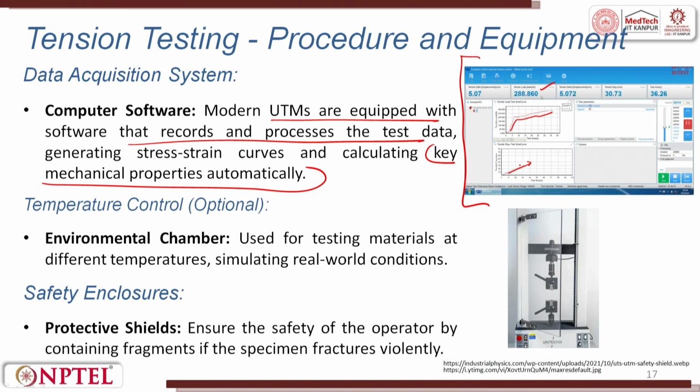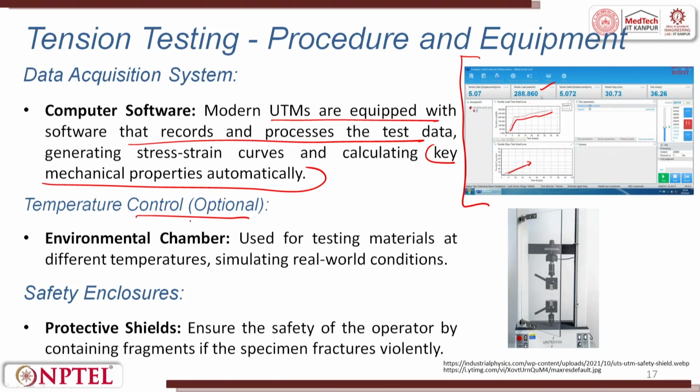Temperature control is also optional nowadays, to simulate real time situations when the machines or systems are under a tensile load at a specific temperature. For example, in aircraft, components in the engine are heated and are also under tensile load at certain stages. So an environmental chamber is there, which is used for testing materials at different temperatures, simulating real world conditions.